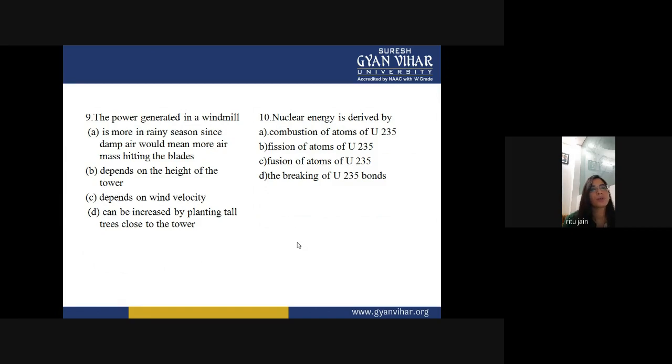Last question: nuclear energy is derived by fission of atoms of uranium-235. Obviously, we have already discussed that the fission procedure is used in nuclear power plants to generate energy, through uranium-235. So this is all about the basics of renewable and non-renewable energy sources.